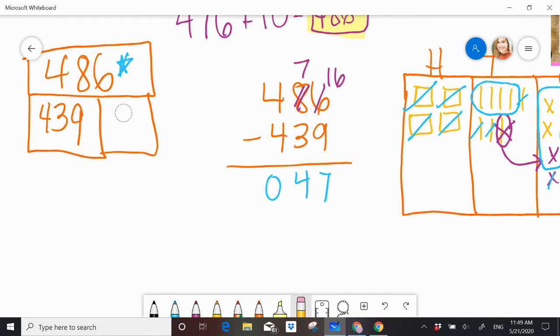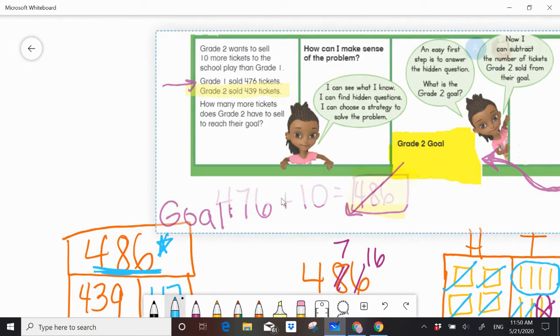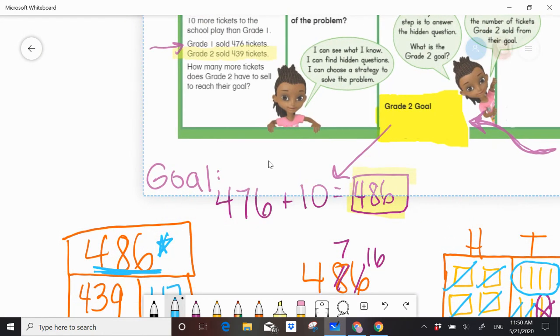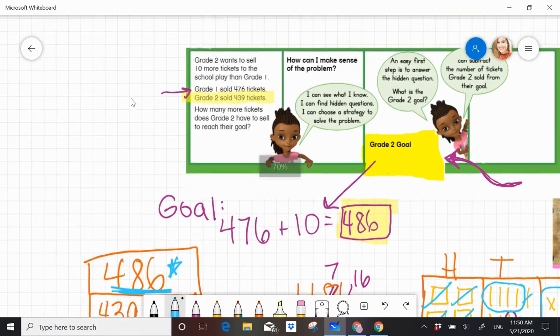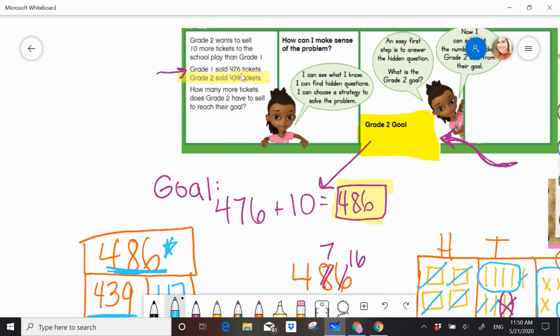How many more tickets does second grade need to sell to reach their goal? They have 439. They need 47 more to reach their goal of 486. Again, we found that because we said they want to sell 10 more than grade 1. Grade 1 has 476, so they want 486, 10 more than that.